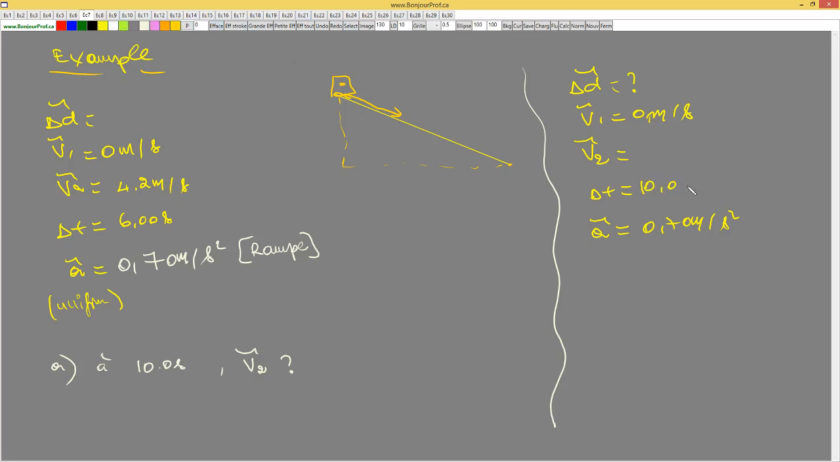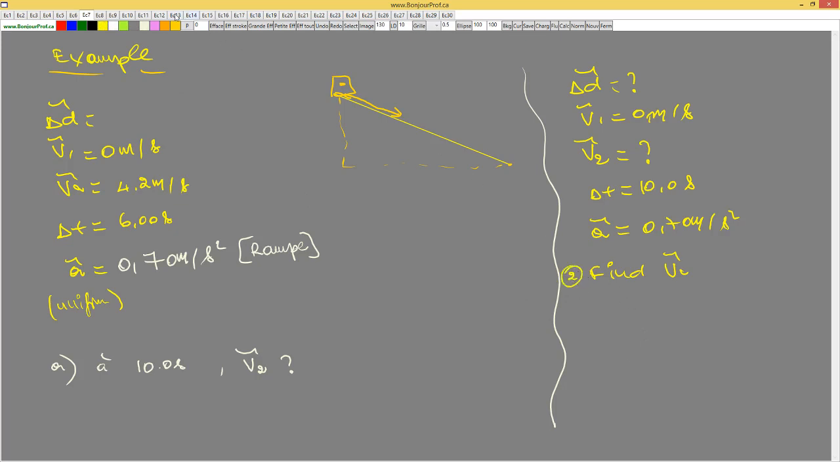The time is 10 seconds, and you are going to find V2. Yes, it will be the same because we have everything. So I'm going to write it here. Find V2. Which formula are you going to use? Yeah, the same.